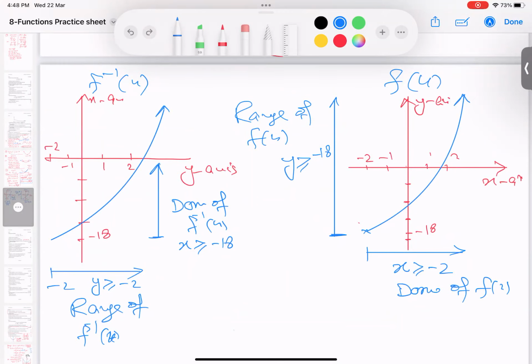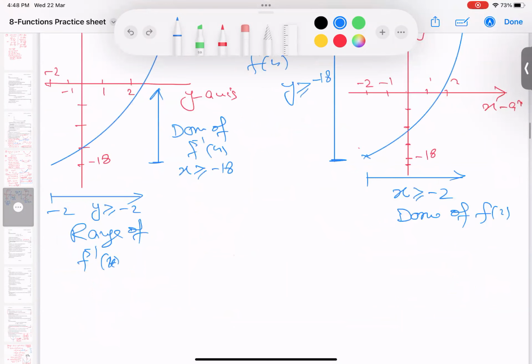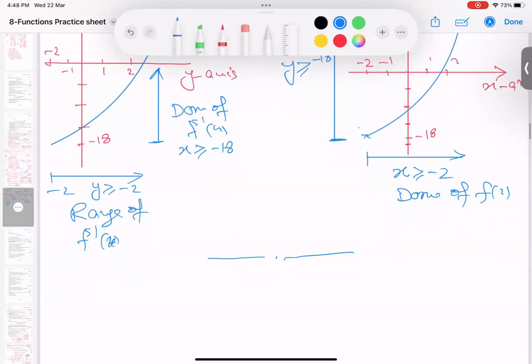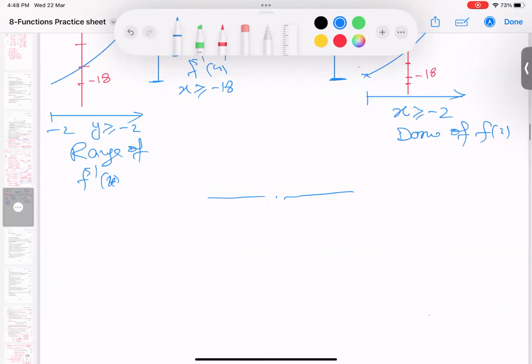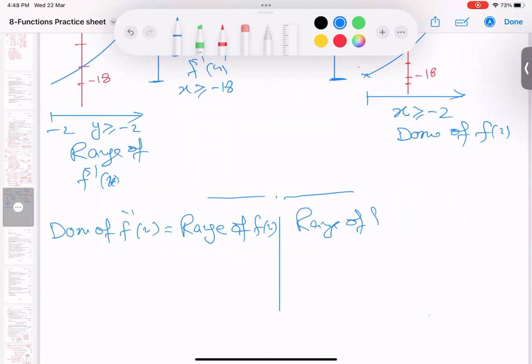And now I'm going to the last part, domain and range. Let me discuss, then I will take your questions. So what rules did I teach you last class, the last-to-last class? The two rules I taught you, if you remember, I'm writing both rules here. The domain of f inverse is equal to the range of the function, range of f of x. Same approach, the range of f inverse is equal to the domain of the function, domain of f of x.